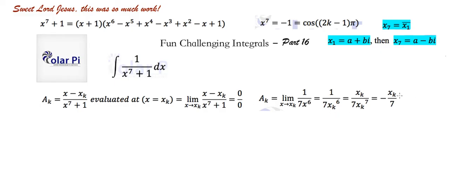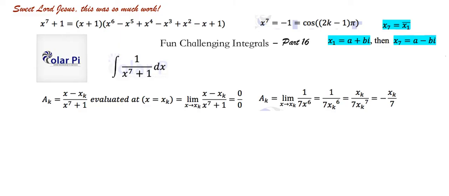A1 is going to be negative x1 over 7. A2 is going to be negative x2 over 7, and so on. And in fact, for A4, we know it's going to be negative -1 over 7, which is just 1 over 7. Because remember, A4 would correspond to the root x4, and x4 is -1. That's the one that doesn't have a conjugate pair and is purely real.